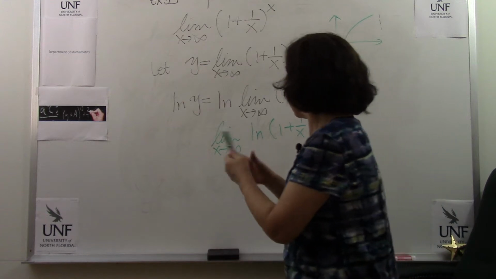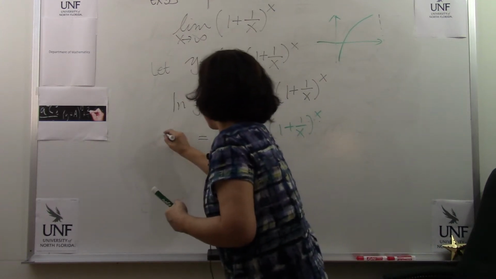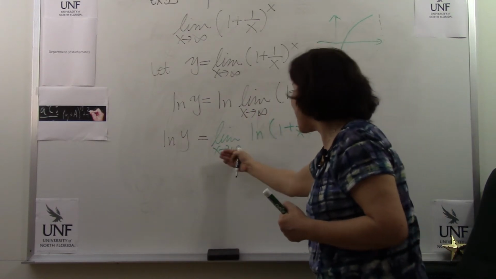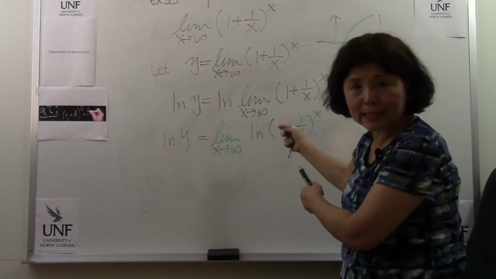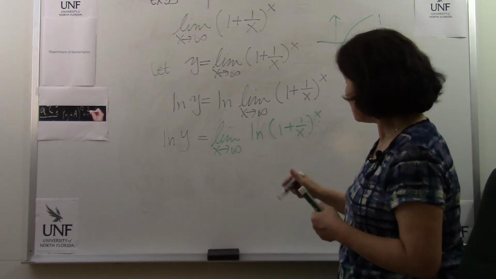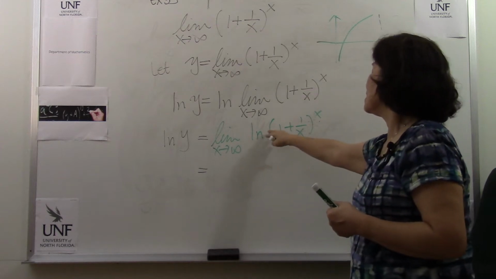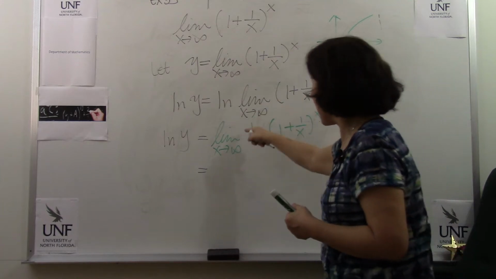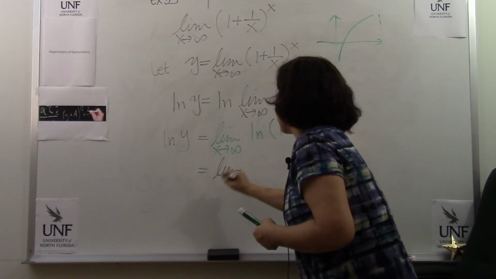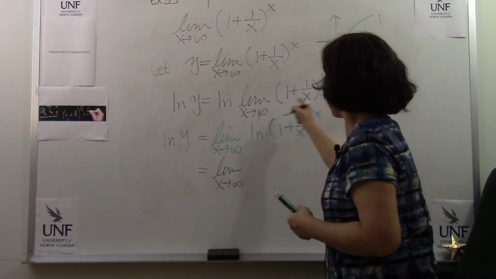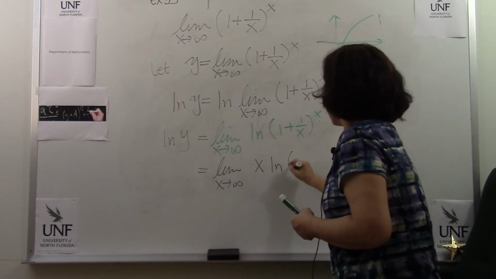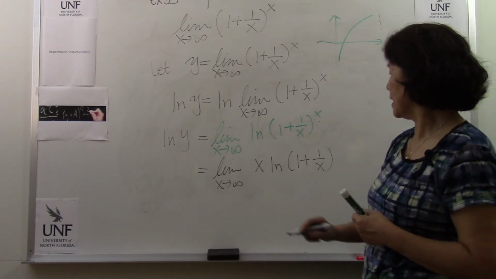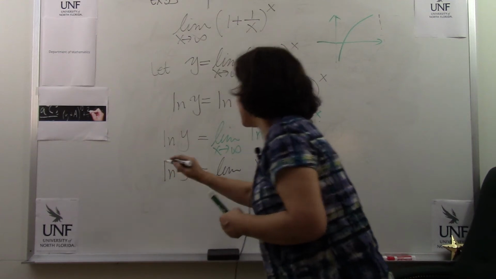Under that continuity, we can switch the order of the logarithm and the limit. So the left side is the same as ln y, and the right side is the limit. We are going to apply the limit last, and take the log inside first. That is a good thing because we can apply the power property of log. x is a power, so it goes out over here. So the limit as x goes to infinity of x times ln(1 plus 1 over x). Again, the left side is ln y.